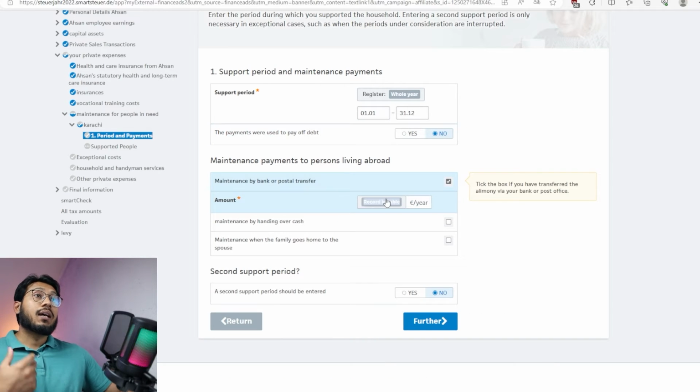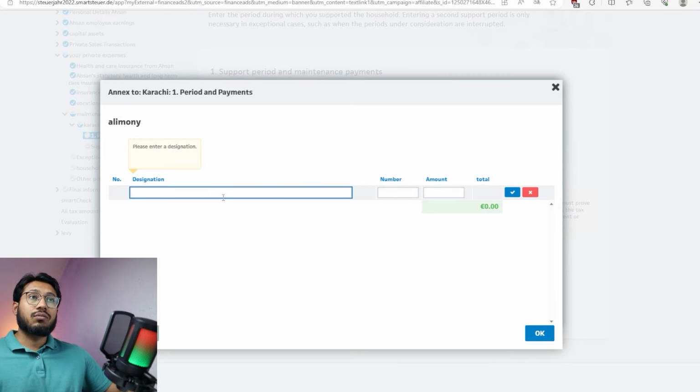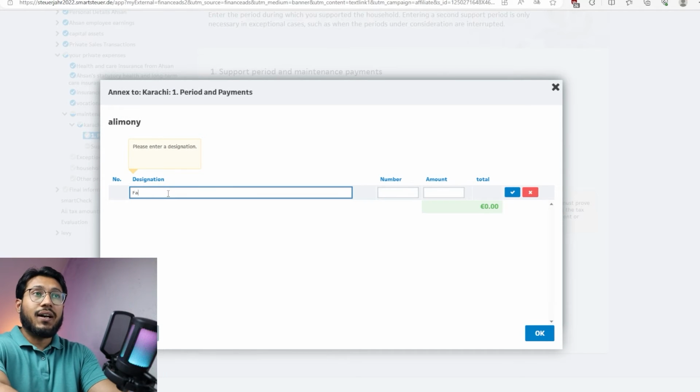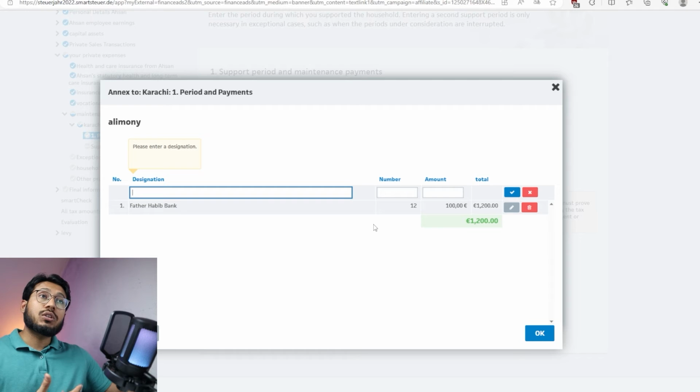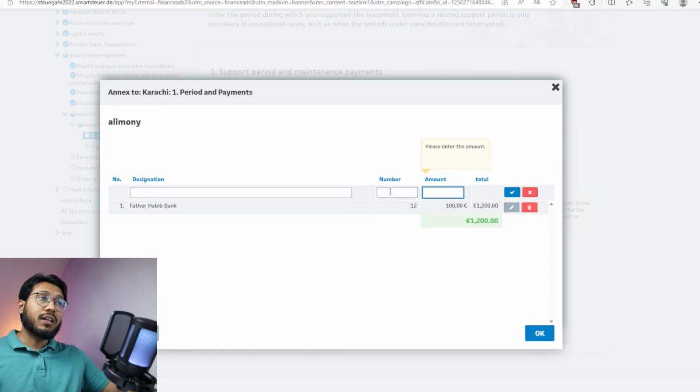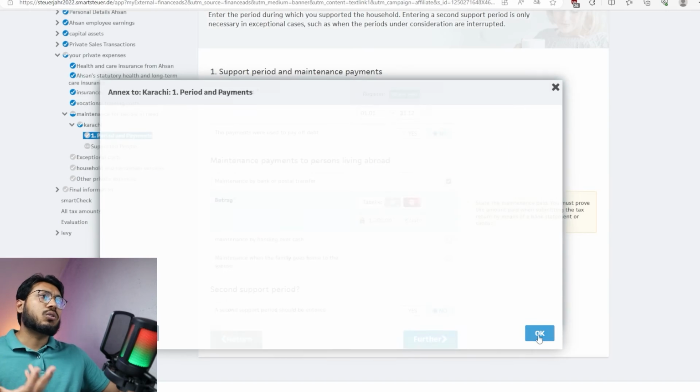So let's assume we send payment by a bank transfer. You can add the information. So let's assume we provided our father and send it to a bank, which is, let's assume, Habib Bank. The number of times we send a specific amount, let's say we send 100 euros per month, so that would be 12 times in the year. This will be written here and we select yes. If the distribution was different, then you can provide every single detail in a separate option. So let's say if you provided funds to your father, which was 500 euros once, then you provide 500 here. Number was 1, so you provided it once. Similarly, if you paid different amounts, you can add them separately.